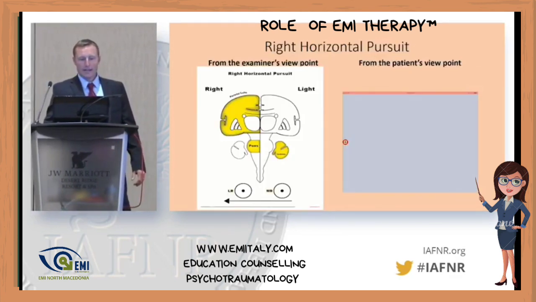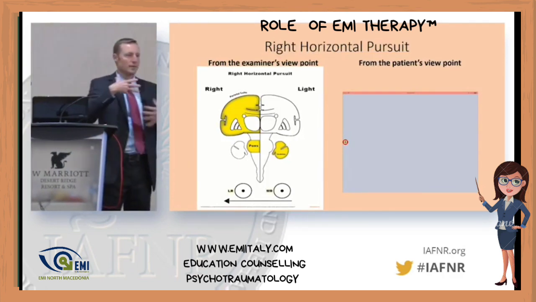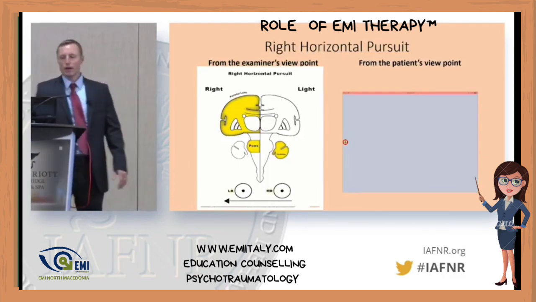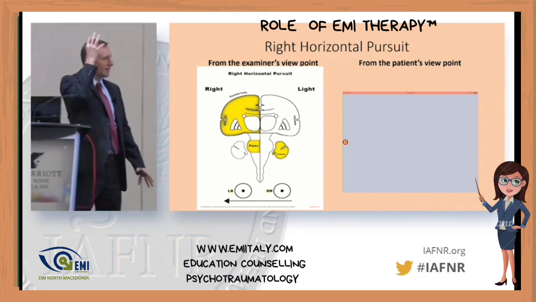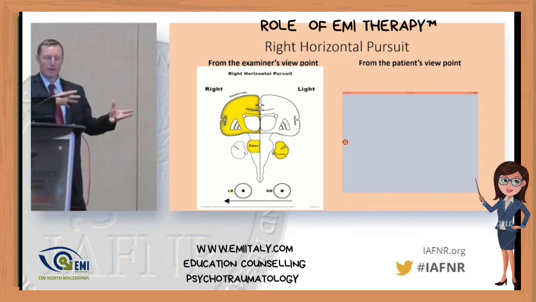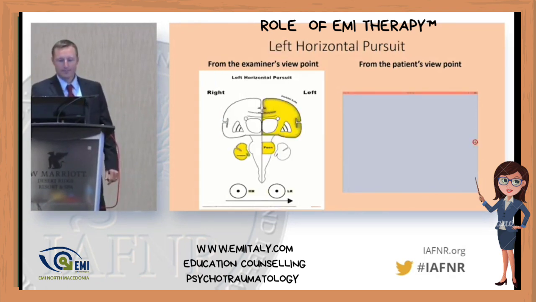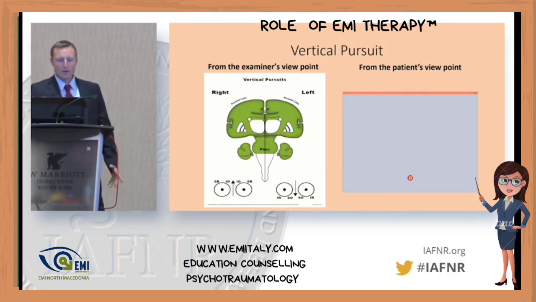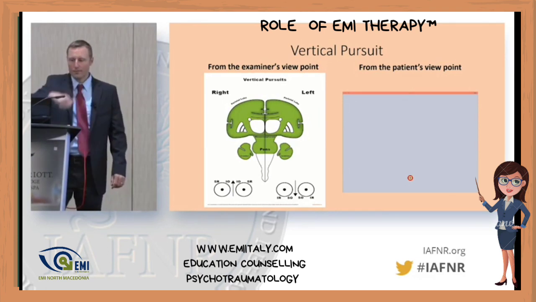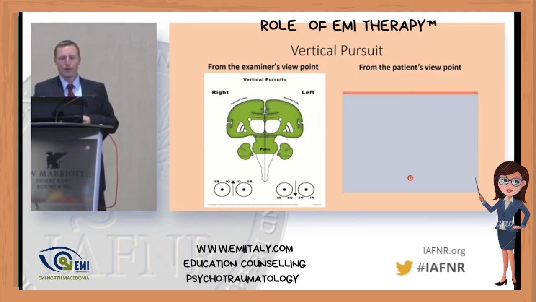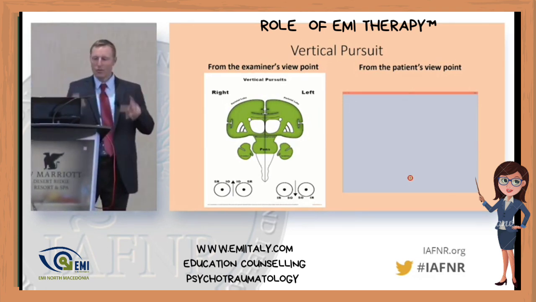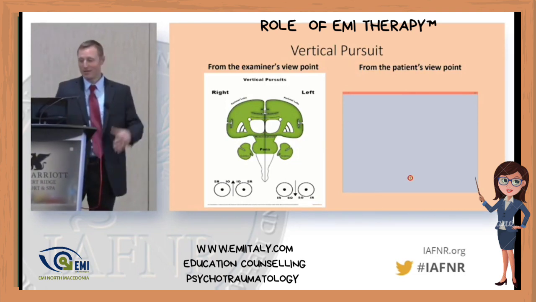I'm not going to play it, but if we're to do a right pursuit, so if the patient is pursuing to the right, this would activate the parietal lobe on the right side, the cerebellum on the left side, as well as the pons on the right side. Same is true with the left, to reverse everything. On the vertical, if you pursue on the vertical, bilateral parietal lobe, bilateral cerebellum, bilateral pons, bilateral mesencephalon, so pretty global effect.